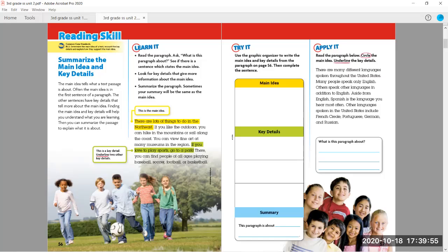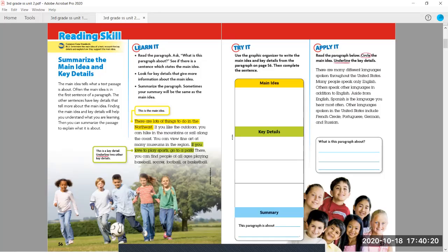So let's go ahead to the Learn It section. It says, read the paragraph, ask, what is the paragraph about? See if there is a sentence which states the main idea. Look for key details that give more information about the main idea. Summarize the paragraph. Sometimes your summary will be the same as the main idea. So let's read this passage right here.